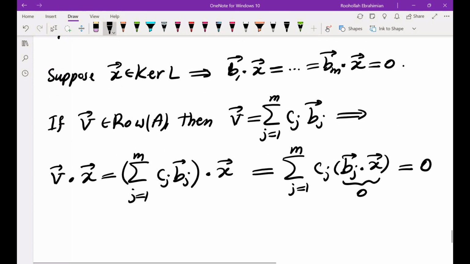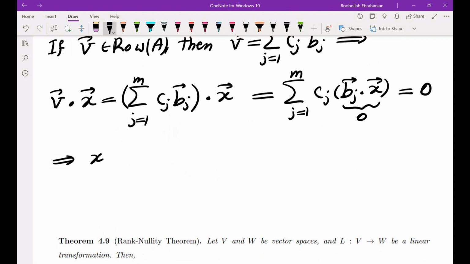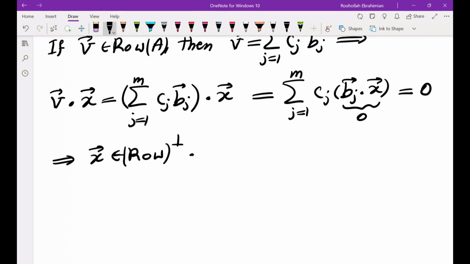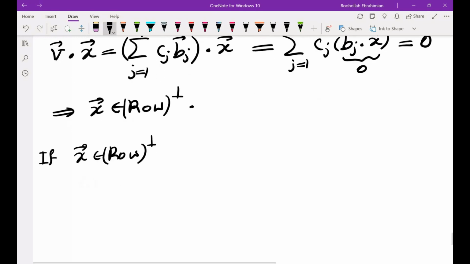So what we showed is that X is orthogonal to everything in the row space, and that tells us that X is in fact in the perpendicular complement of row space. So if X is in the kernel, we just showed that it's in row space perp. Now, if X is in the orthogonal complement of row space, then I guess I forgot A in front of row space. So let me write it down completely.